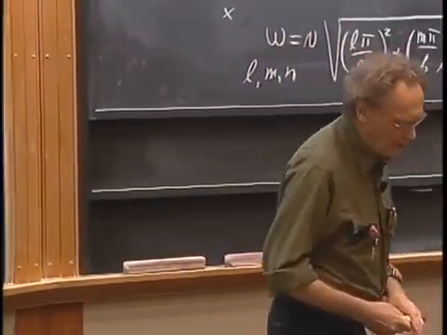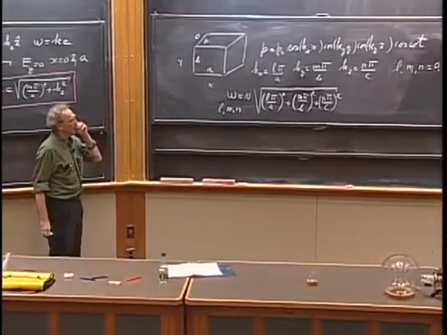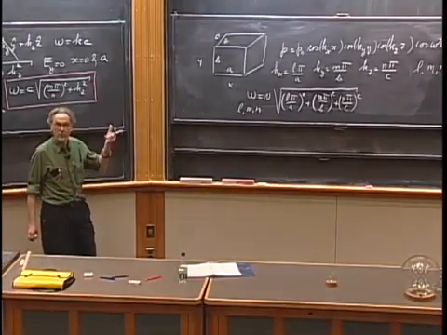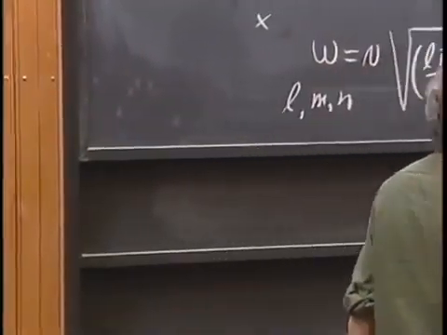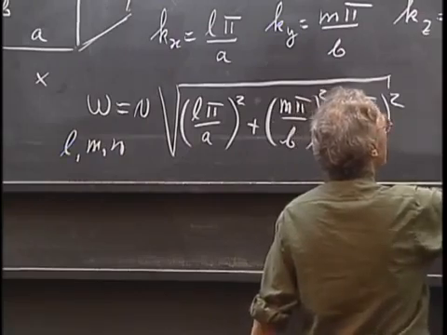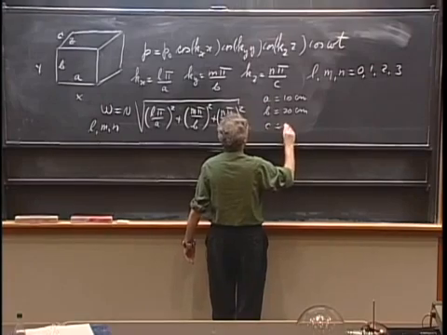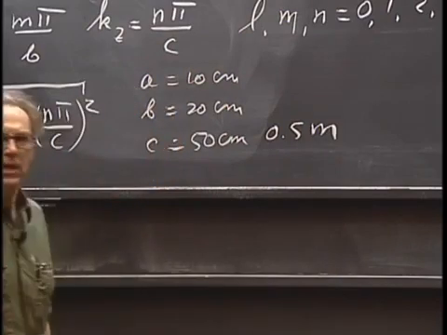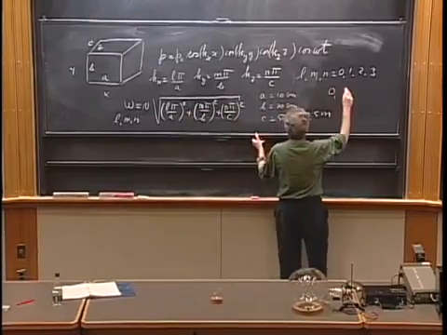So now comes the question, what is the lowest possible frequency that is the resonance frequency, the lowest resonance frequency? Well, that depends on which dimension, a, b, or c, is the largest. And so if a, for instance, were 10 centimeters, and if b is 20 centimeters, and if c is 50 centimeters, which happens to be 0.5 meters, then clearly the lowest frequency is l, m, n equals 0, 0, 1.